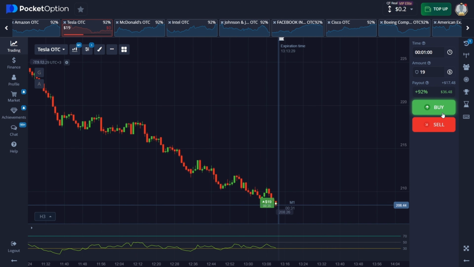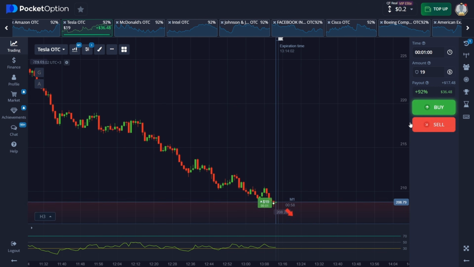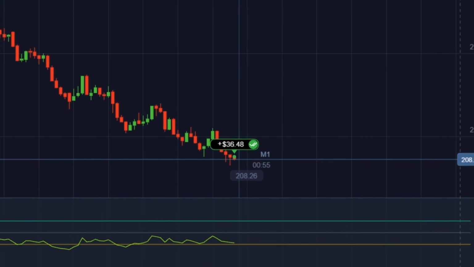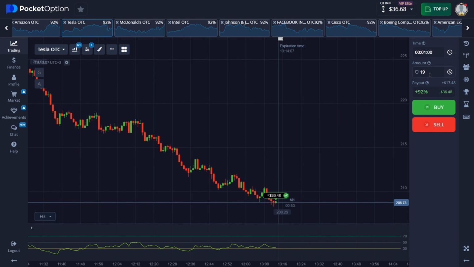Currently, the trade is ongoing, but there are still 30 seconds left. Now it comes back and the trade is now going in our favor. Only a few seconds left. And we won it. So we won another trade. And now my balance has increased to $36. Let's find a trade for $36.